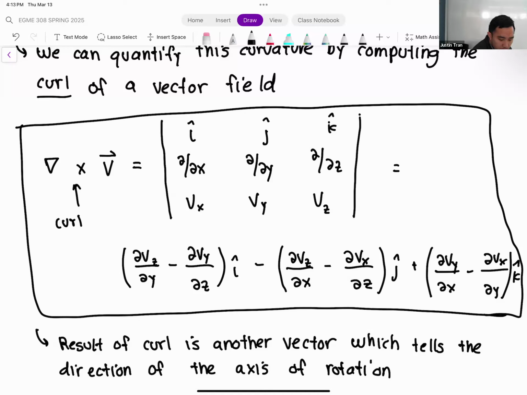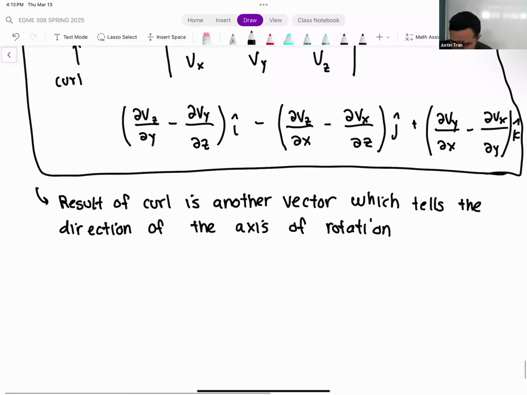Okay, so next thing we're going to do is an example just to see how this is computed. But any questions on the curl here? Okay. All right, so let's do an example to see how this is computed.